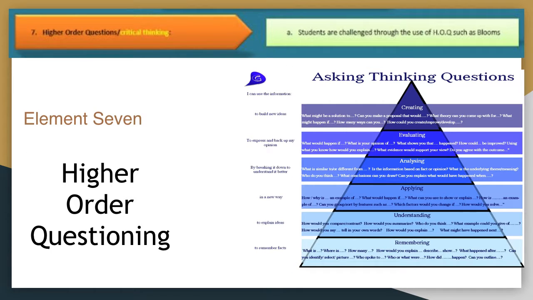The seventh element is a critical one. It's about higher order questioning. In today's world, it's necessary, but it's not sufficient for students to achieve minimal competence in reading and writing and numeracy. Beyond the achievement of this minimal competence, students also need to develop what is often called higher order thinking skills. And this includes critical literacy, critical numeracy, cross-curricular competencies.